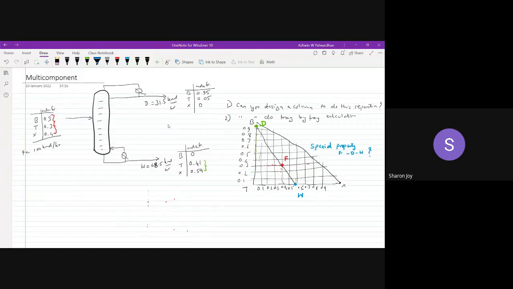Now I want you to find out how many theoretical stages would be required, and what would be the reflux required to do this separation. Can you calculate? If so, how will you calculate? There's going to be a lot of homework at least this week, because you have not done last week's homework, so that homework has piled up.